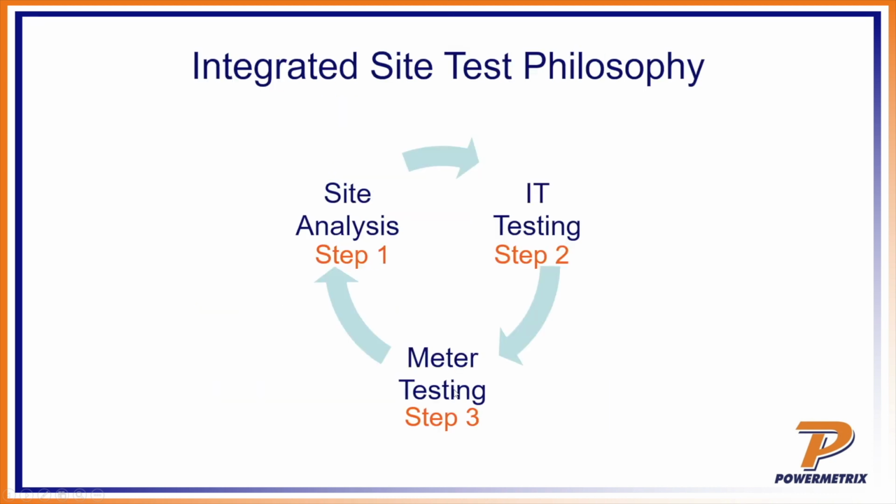So at Parametrics, we have an integrated site test philosophy. There are 3 aspects of this that we want to test. So step 1 is the site analysis. Step 2 is your instrument transformer testing. And step 3 is your meter testing. So we don't want to skip the meter. It's just that there's more to it than the meter.